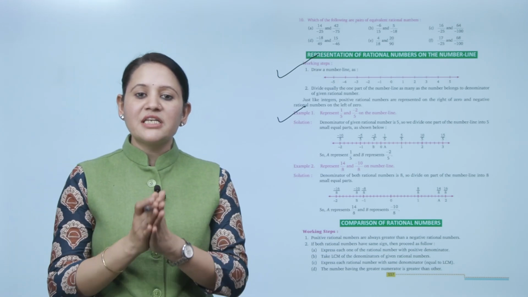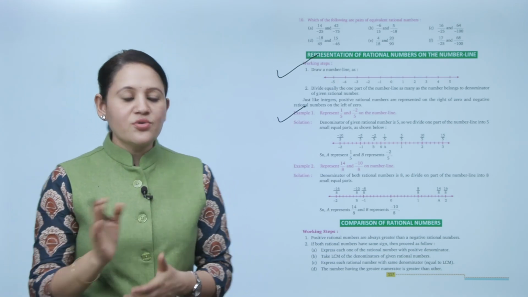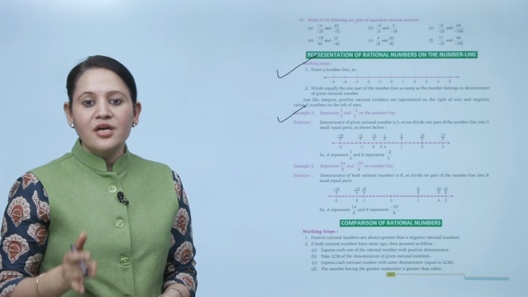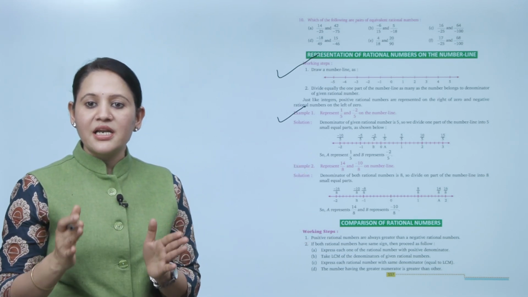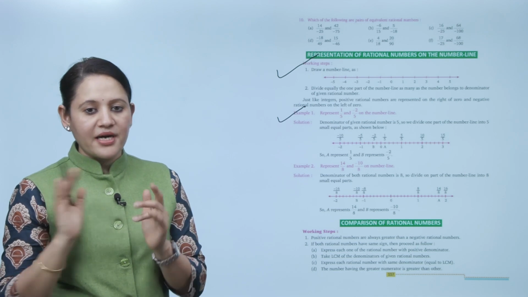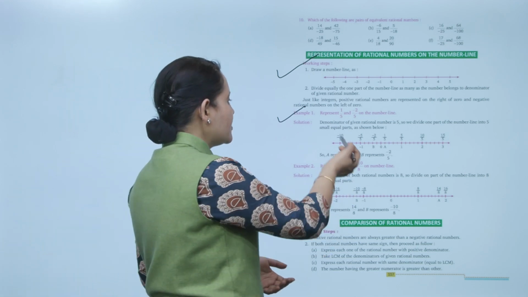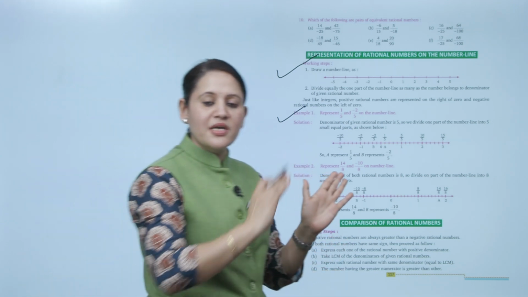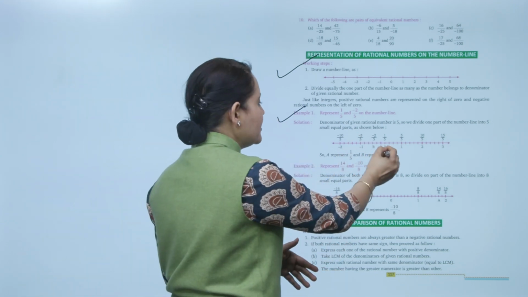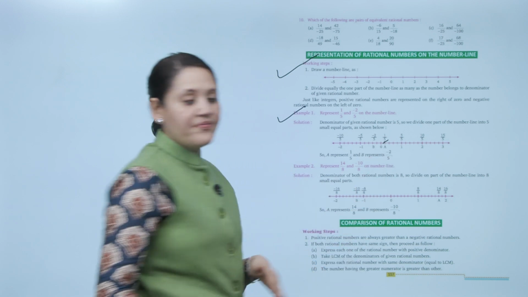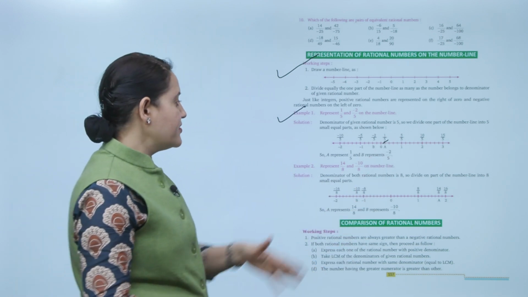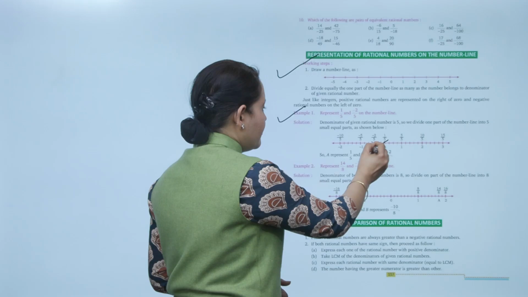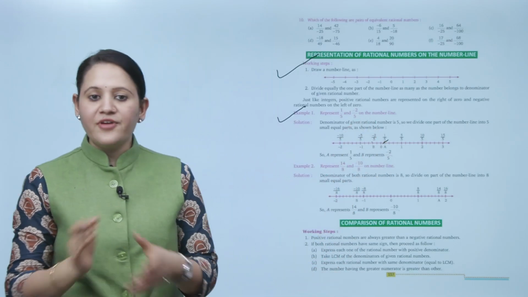Represent 1 by 5 and minus 2 by 5 on the number line. So here the denominator of the given rational number is 5. So what will we do? We will divide one part of the number line into 5 small equal parts. So first one is 1 by 5. Positive है. So 0 से 1 के बीच में 5 equal part. First will represent 1 by 5. Next is minus 2 by 5. So left side में होगा. Second part here, B, will represent minus 2 by 5.